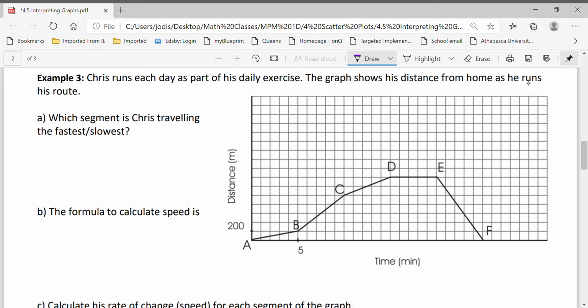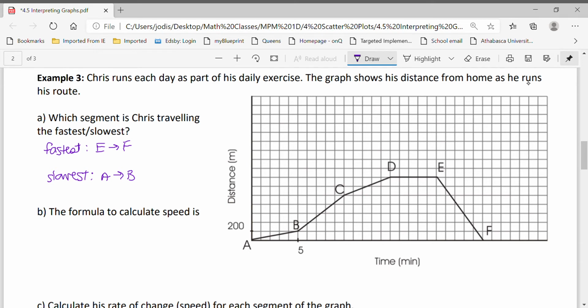So we can take a look for the fastest and the slowest. For the fastest, we're looking for the steepest line. So A to B, fairly flat. B to C is pretty good. C to D flattens out again. E to F, I would guess, is when he's running the fastest because that looks like the steepest line. The slowest, I would say, would be A to B. That looks the most flat.